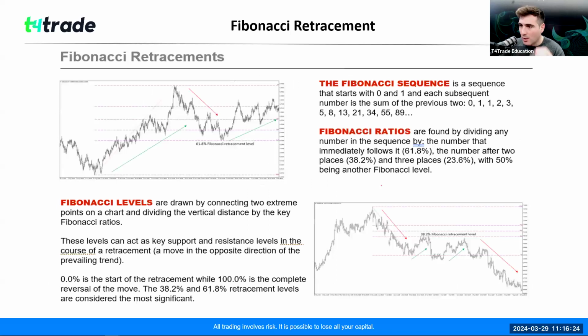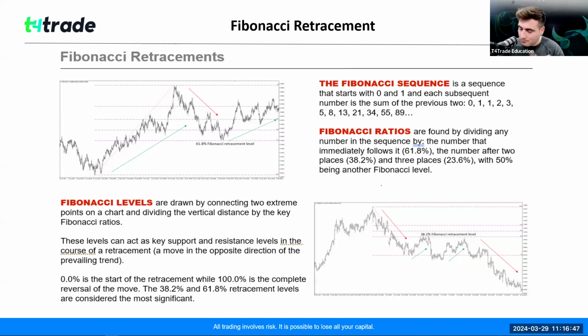So the Fibonacci sequence, again, starts with 0 and 1, you add them together, you create a new number, and you do that indefinitely. We covered that in the previous slide. Let's do the Fibonacci ratios. They are found by dividing any number in the sequence by the number that immediately follows it.